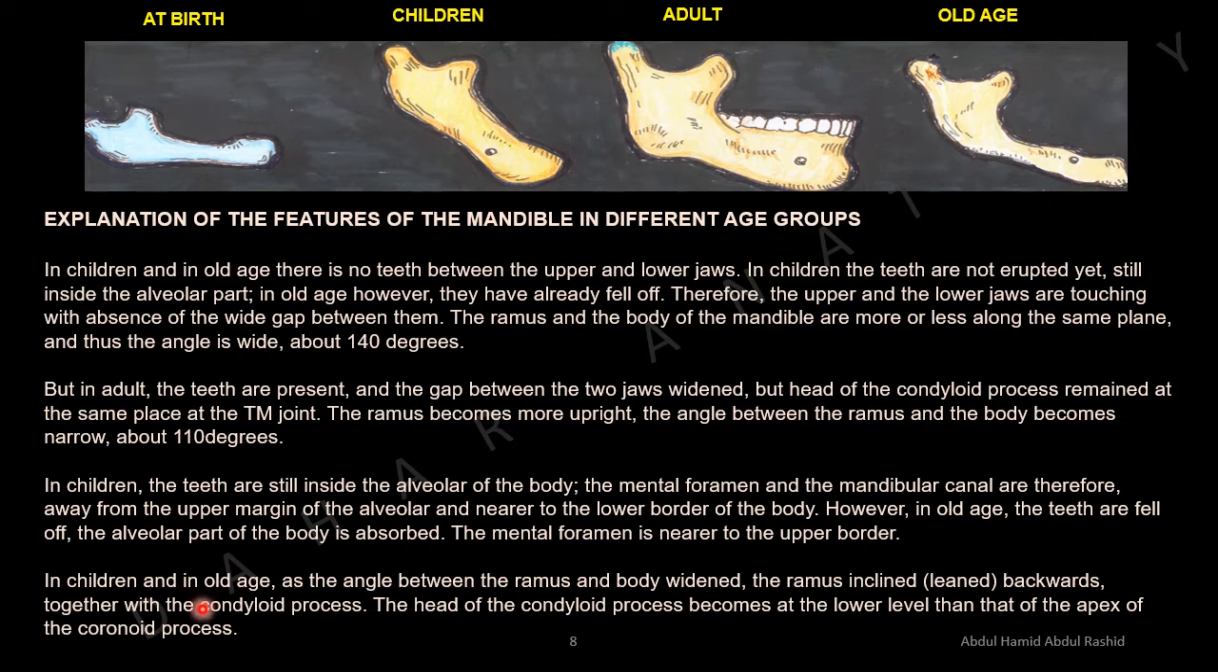In children and in old age, as the angle between the ramus and body widens, the ramus is inclined, leaning backwards, together with the condyloid process. The head of the condyloid process becomes at a lower level than the apex of the coronoid process.